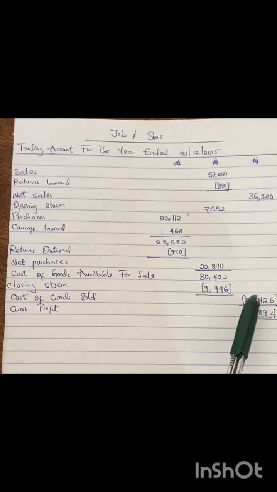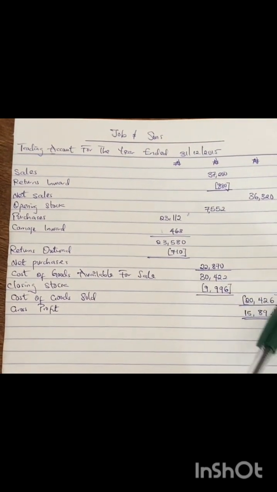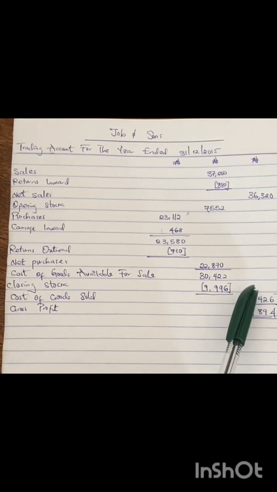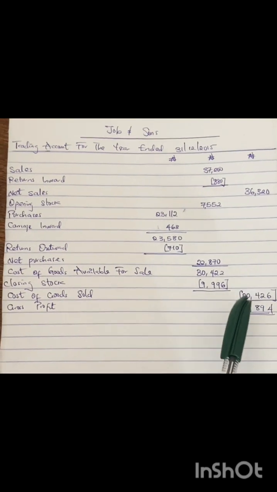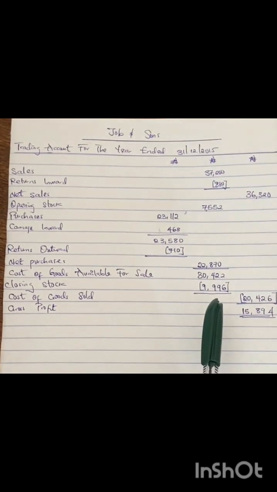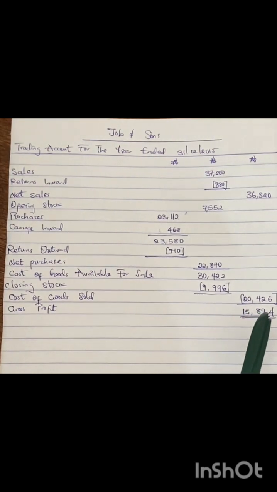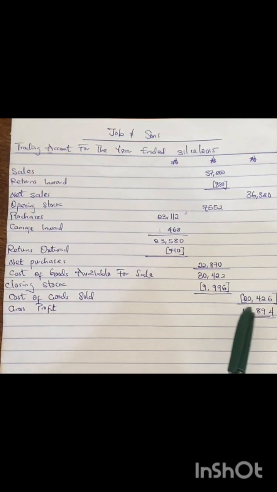So this is our direct cost of goods sold. We less our cost of goods sold from our net sales, and we'll be having our gross profit. That's the major disclosure in the trading account. We're able to get our gross profit. Now with this information on the gross profit, we can prepare the profit and loss account, which we'll be doing in our next video.